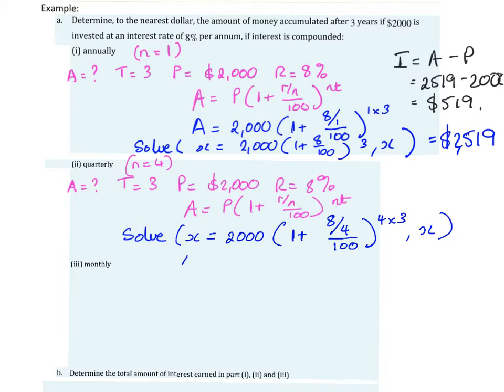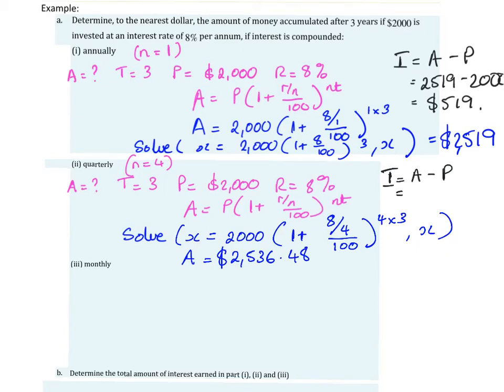So we end up with A equal to $2,536.48. Look, a little bit more, isn't it? And so therefore, if I wanted to work out the interest, because that's how much is in my account, remember my interest is equal to A minus P.